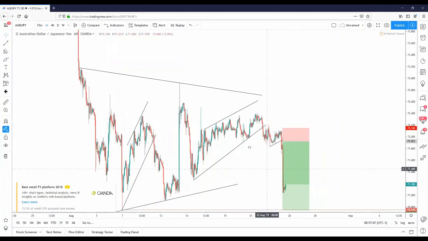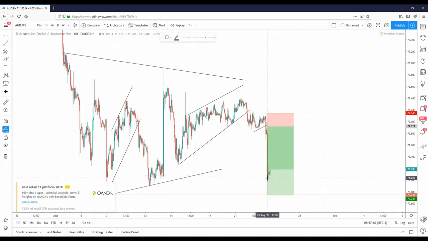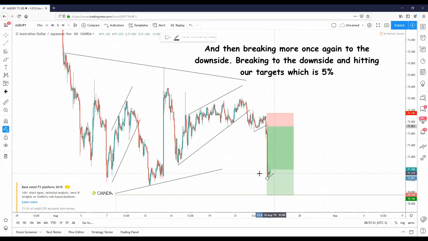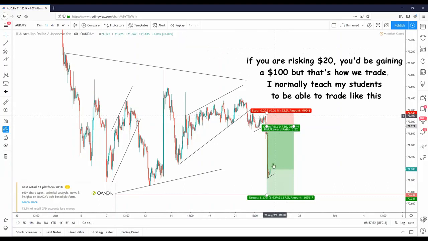And we can simply see now price is playing around where it's at, so it means that there's also a chance of it just forming another structure and then breaking once again to the downside, hitting our targets, which is 5%. Meaning that if you are risking $20 on the trade, you'd be gaining $100. But that's how we trade.